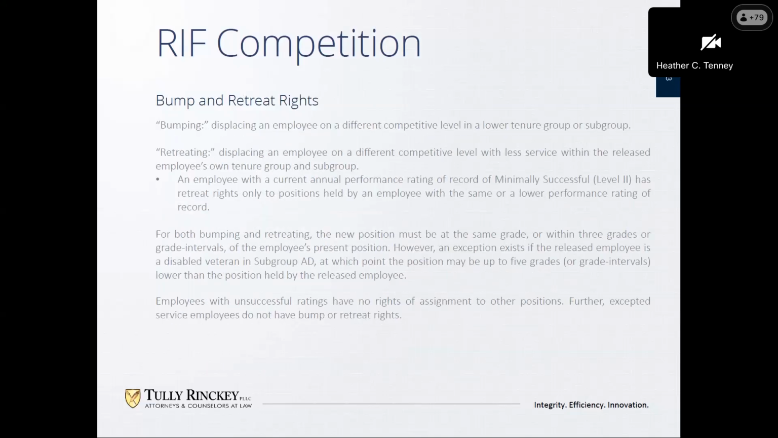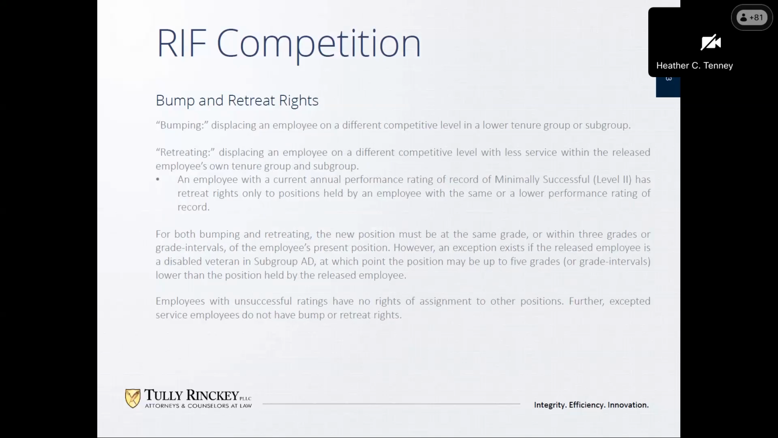So again, bumping is displacing an employee on a different competitive level in a lower tenure group or subgroup. Retreating is displacing an employee on a different competitive level with less service within the released employee's own tenure group and subgroup. An employee with a current annual performance rating of record of minimally successful or the equivalent has retreat rights only to positions held by an employee with the same or a lower performance rating of record.